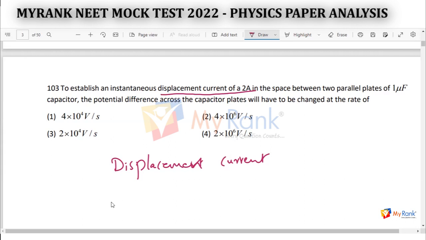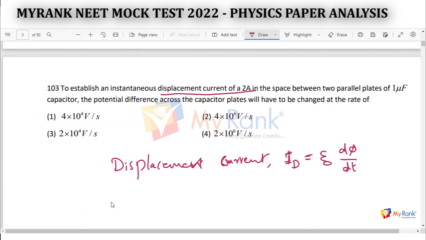So displacement current ID is nothing but epsilon naught into dΦ by dt. This is the equation for displacement current, isn't it? This is the equation for displacement current. This is given as 2 amperes now.